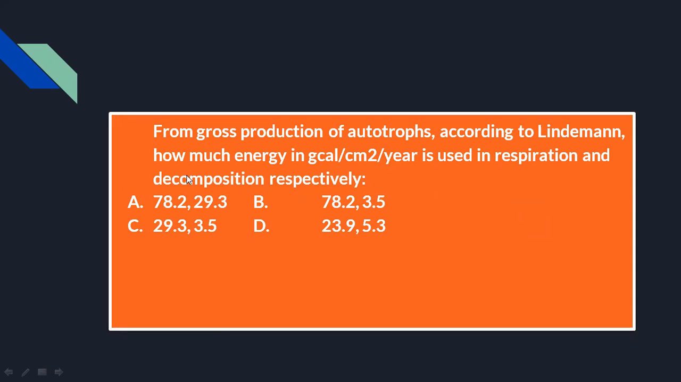arambho korbo hok. So, the first question is from gross production of autotrophs, according to Lindemann, how much energy in gram calorie centimeter square per year is used in respiration and decomposition respectively? So, a kisuman number, these are some fact values that we have to remember. Ami olap monot rakhibo lagibo, thik ase? So, Lindemann mote, jitu amar autotrophs gross production hoy, tat kiman energy, gram calorie centimeter square per year, respiration or decomposition ot use hoy, right?